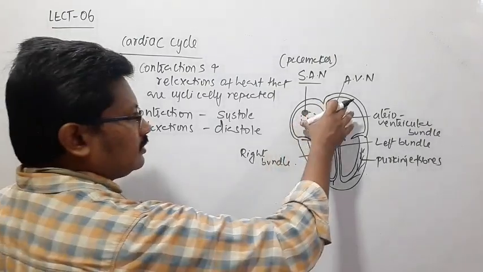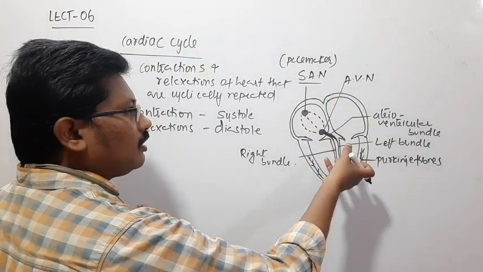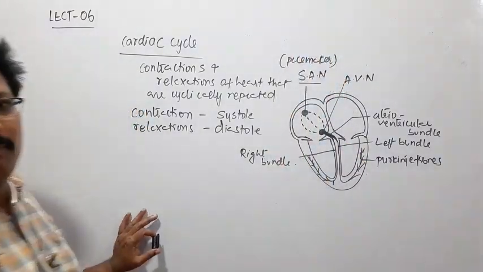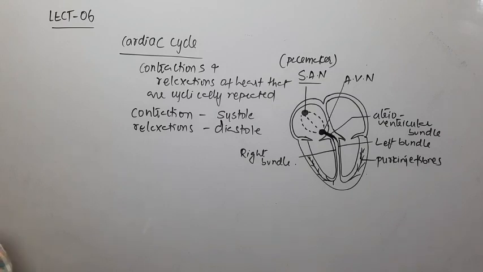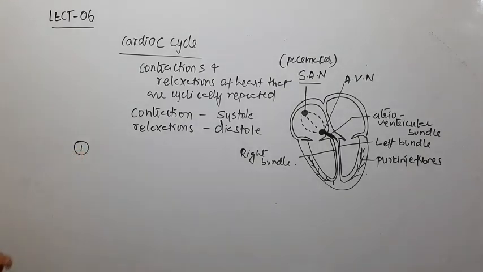So here, first the contraction of the auricles and then the contraction of the ventricles, and all of this is initiated by the pacemaker, that is SAN, the sino-auricular node. Now let us see those steps in the heartbeat, the contractions and relaxations. I'm going to put them in three main steps.